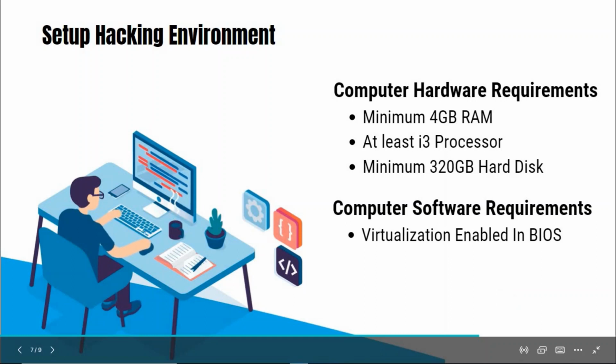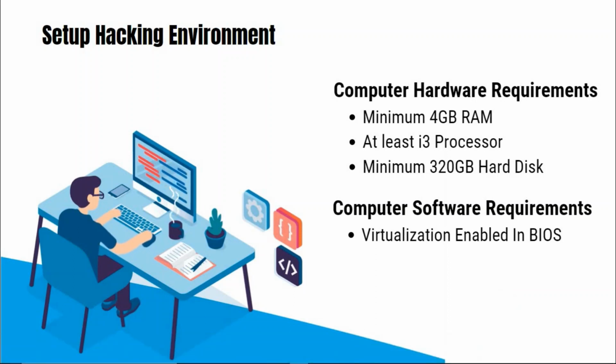So hey everyone, in this lecture we are going to learn about how to set up a hacking environment on your computer or laptop. Before diving into the practical of setting up the hacking environment, you need to fulfill the following requirements. The minimum hardware requirement of your computer system is at least 4 GB of RAM, an i3 processor, which can be an Intel processor or an AMD processor, and a minimum of 320 GB of hard disk space.